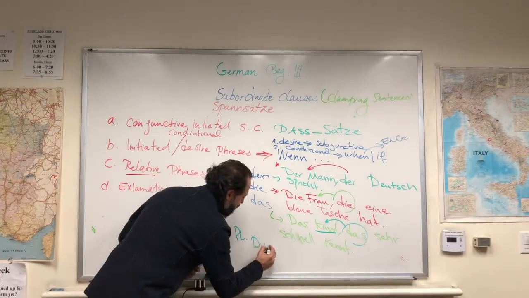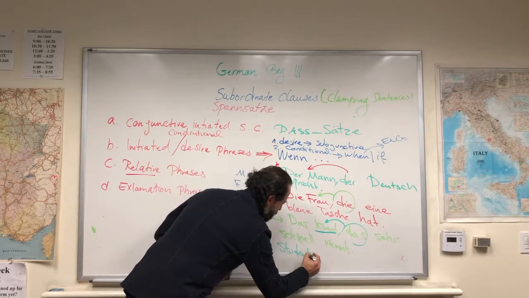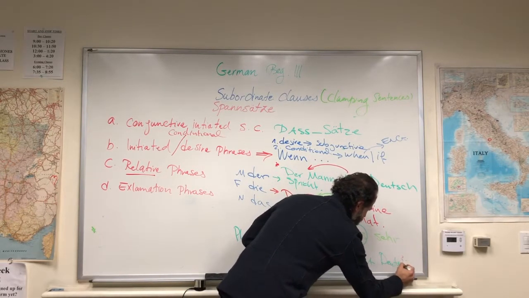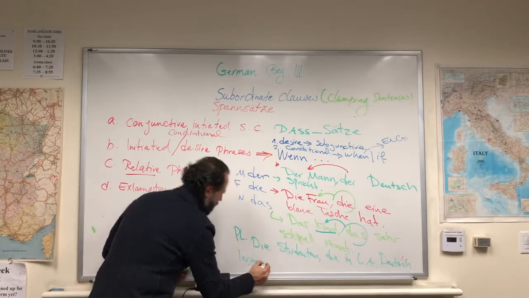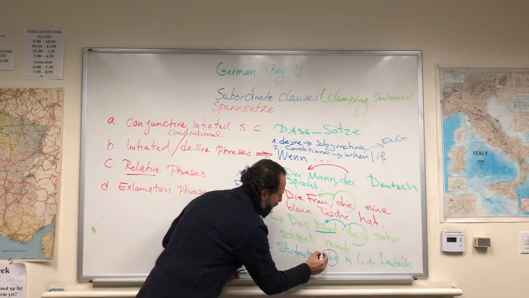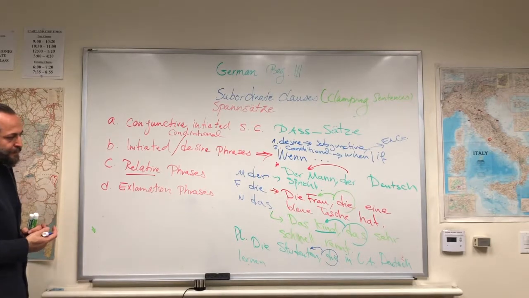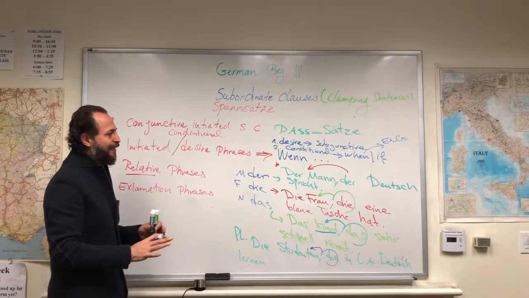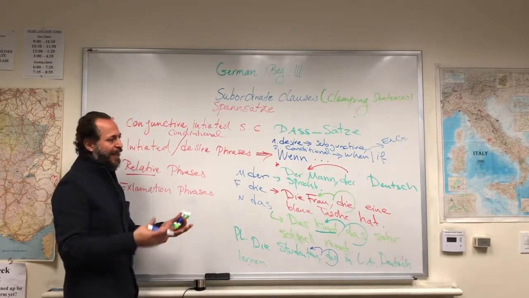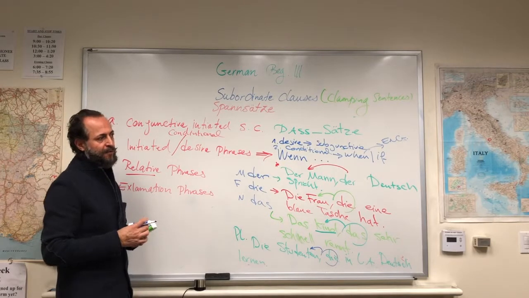If by any chance my initial phrase starts with a plural phrase, that would be the same situation. I would say die Studenten, die in Los Angeles Deutsch lernen. Die Studenten, die in Los Angeles Deutsch lernen. Any idea what it could mean? Students who learn German in Los Angeles. Exactly. As you see here, since Studenten is plural, the relative pronoun to that is die. In future sessions we will talk about what happens if the initial phrase is not a subject, but an object. It also has to follow the case of the previous phrase.